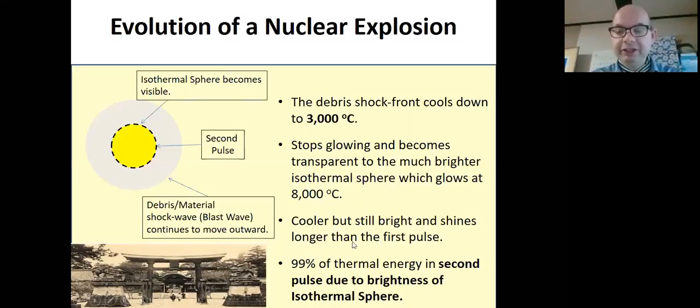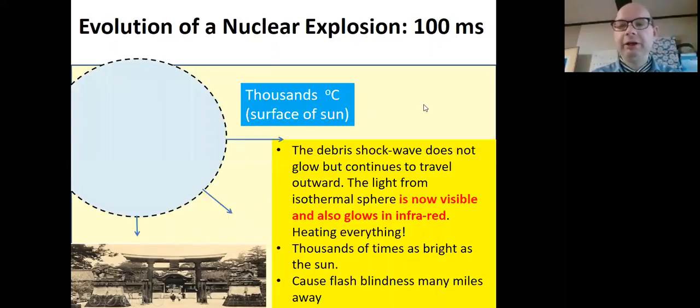It's cooler, but it's still bright and shines longer than the first pulse, and 99% of the thermal energy is in the second pulse due to the brightness of the isothermal sphere. So you really have two peaks that are happening, or two spheres that are shining brightly. The debris shock wave does not glow, but continues to travel outward. And the light from the isothermal sphere is now visible and also glows in the infrared. And it's heating everything. And it's thousands of times brighter than the sun. And in fact, this can cause flash blindness many miles away.